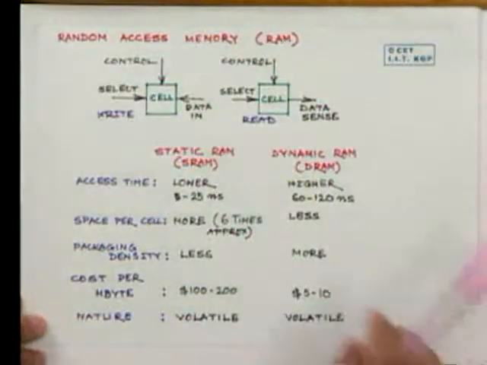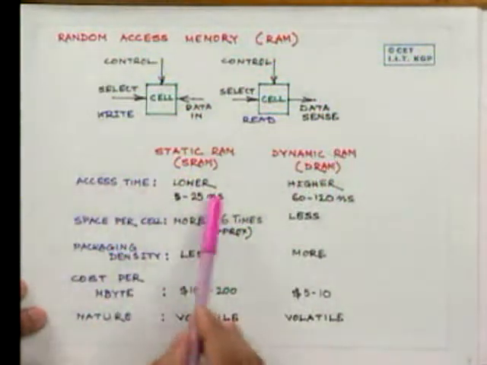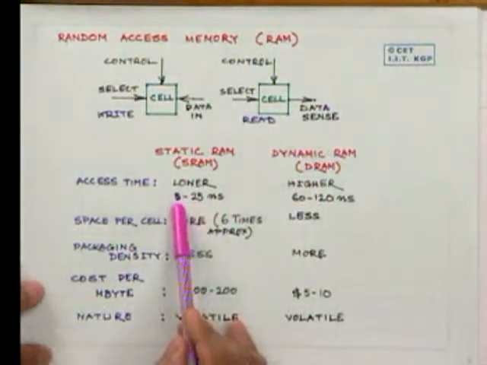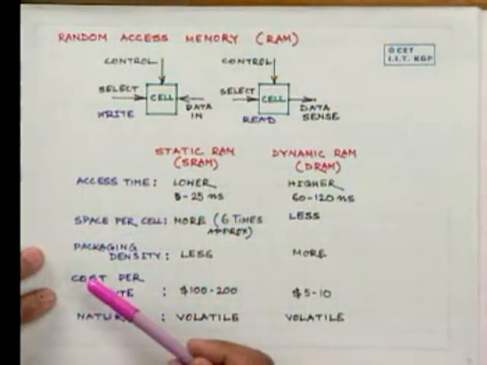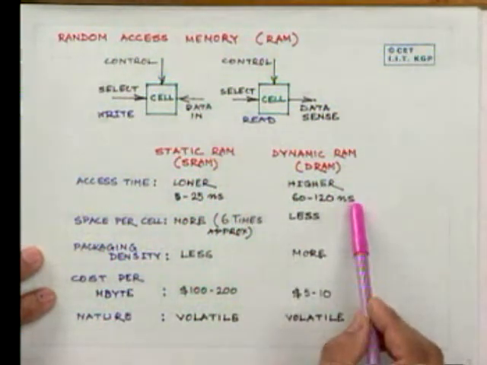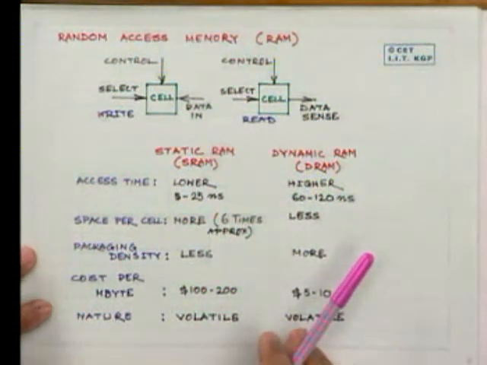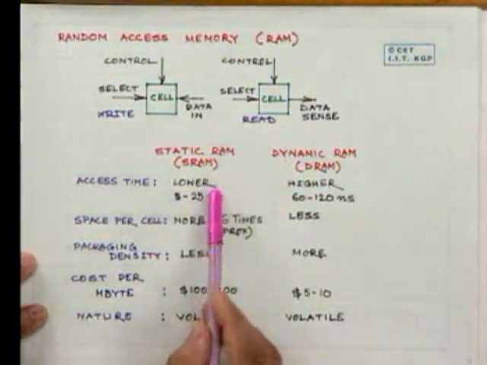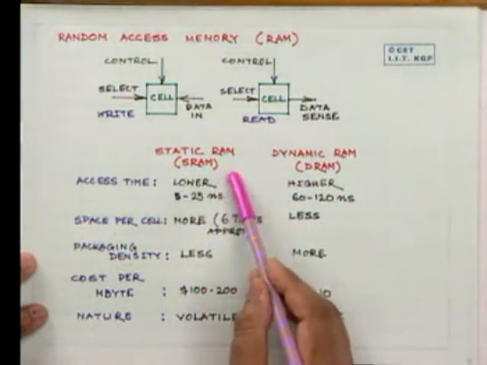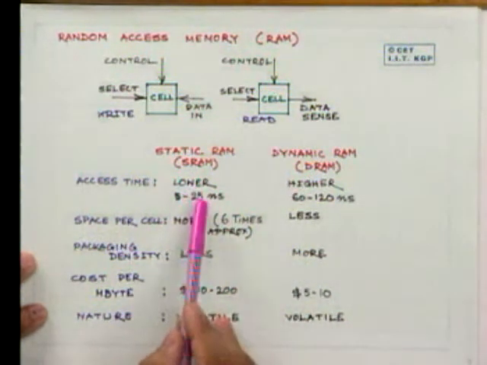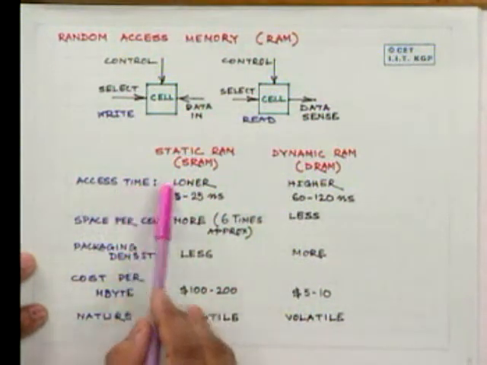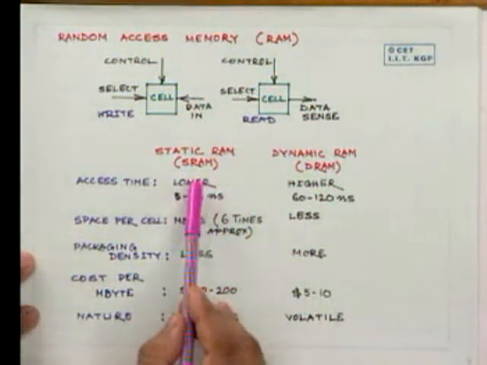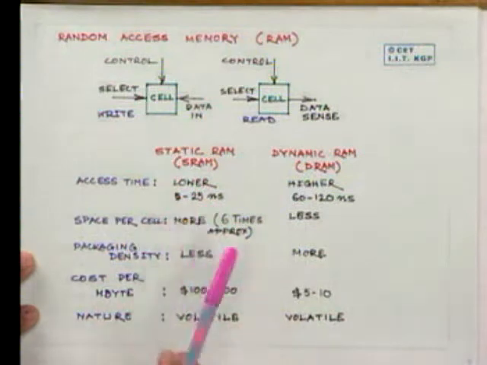Okay. Now, let us see some of the characteristics of the static RAM as well as the dynamic RAM. The access time in the case of a static RAM is lower. It is 5 to 25 nanoseconds. And in the case of a dynamic RAM, it is higher, 60 to 120 nanoseconds. Therefore, from the access time point of view, naturally people should choose static RAM. If a bipolar technology is used, the access time, that is the time to access a word from the RAM, is around 10 nanoseconds.